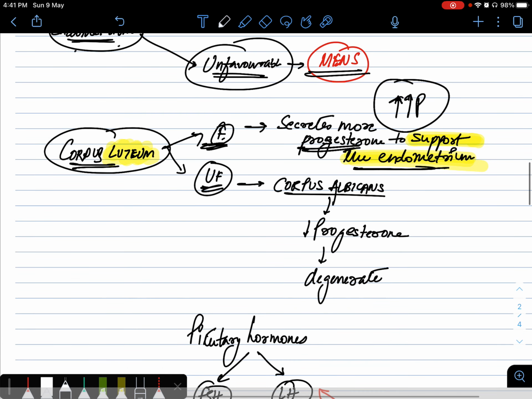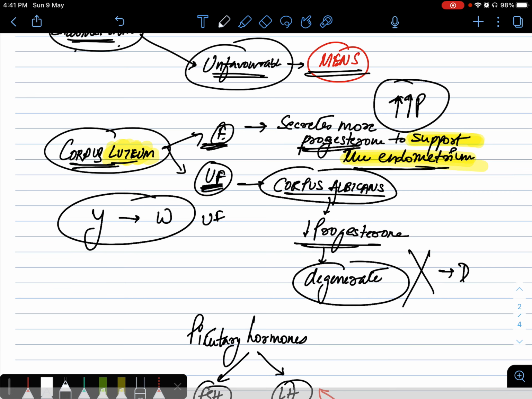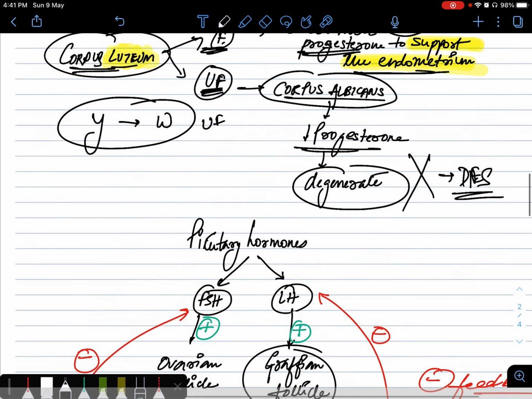If it is unfavorable, this corpus luteum will turn into corpus albicans. So the yellow will become white in case of unfavorable, and there will be low progesterone. The progesterone goes on decreasing and decreasing, and later it degenerates. Basically, it dies off.